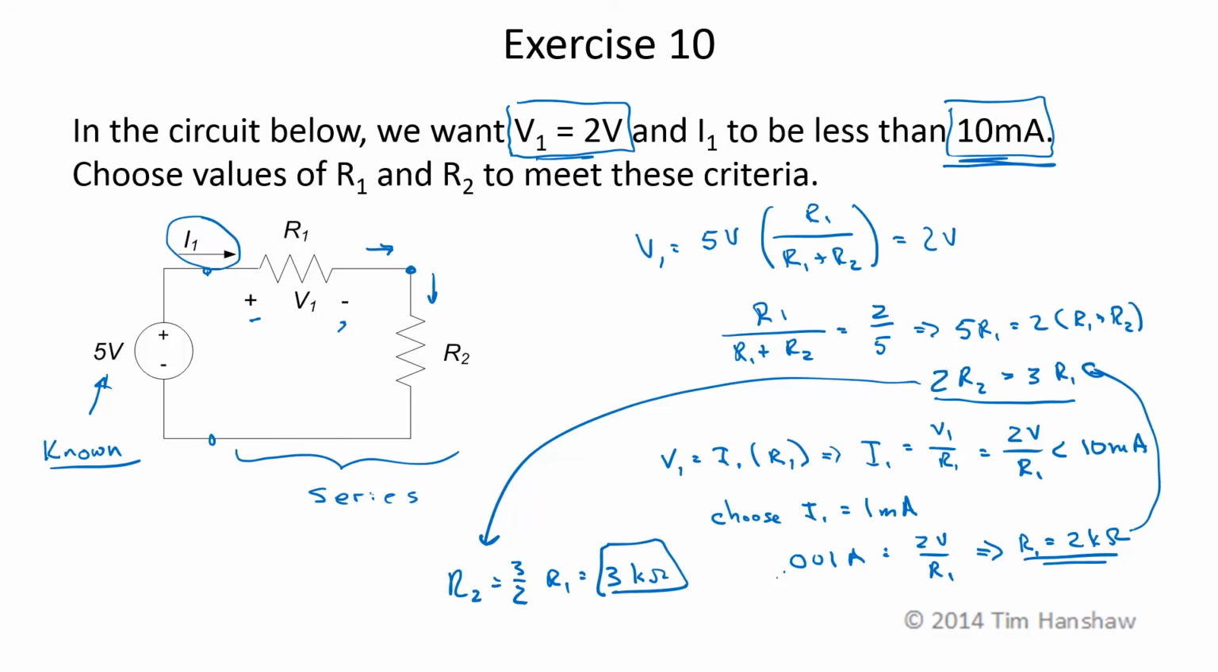Now we know R1 and R2, that meets the requirements. It's obviously not the only solution since we're not given what I1 is exactly supposed to be. If I choose any number here that's less than 10 milliamps, I'll have a perfectly appropriate design.